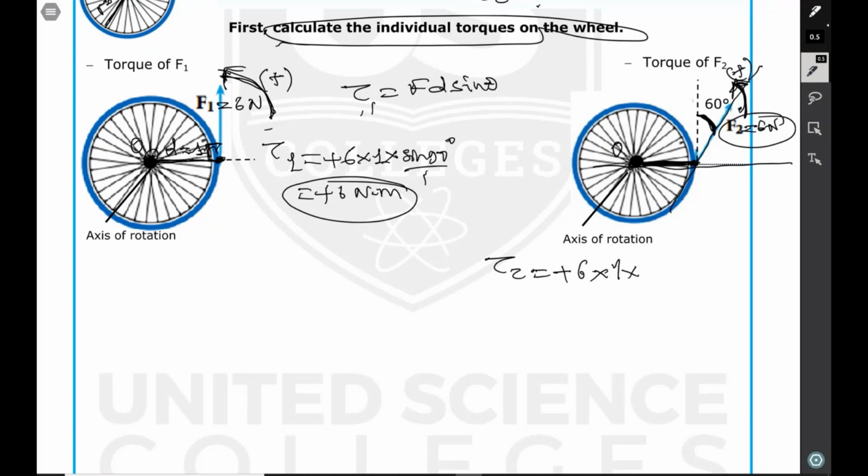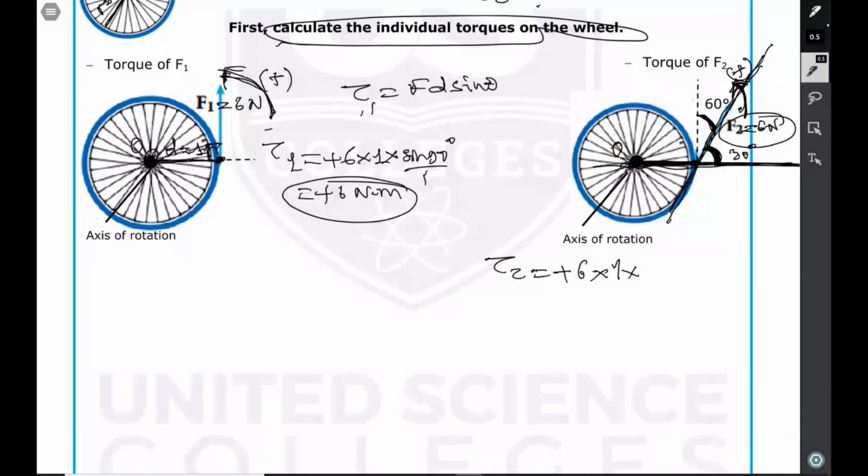60. Don't write 60, because it is not the angle between the force line and distance line. It is this angle you need. So it's 30, right? Yes, 90 minus 60, which is 30. You always need the angle between the force line and the distance line. So this is the angle you are going to put in the equation.